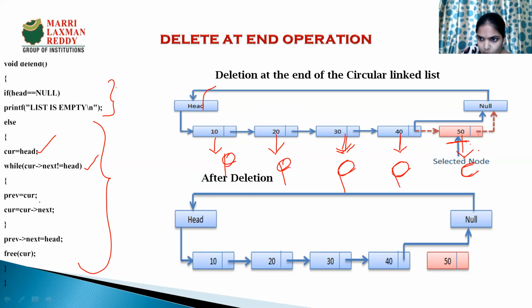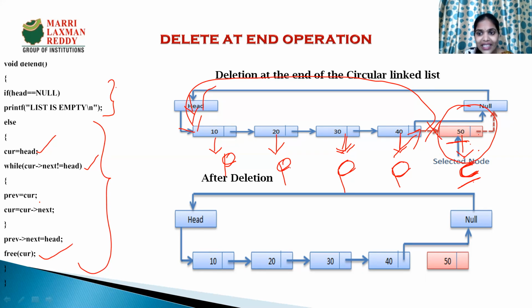So this is the last node, because now we can state that the current node is the last node, because in current next we are showing the address of head. So here what I do is, in previous next I store the address of head node. So automatically this link gets deleted and I'm freeing up this current node. This is how I'm doing it.